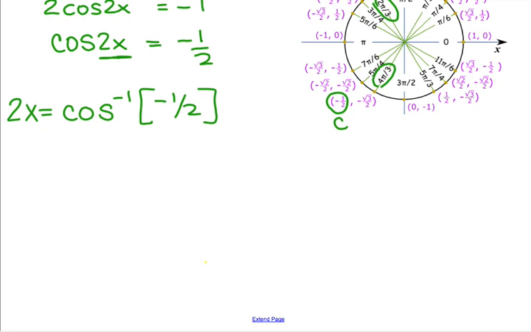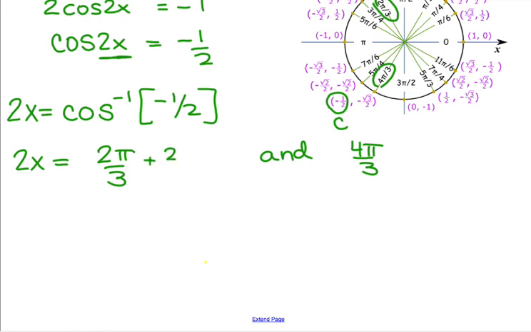All right, so we say 2x equals 2 pi over 3 and 4 pi over 3. Now if you remember your revolution length, one revolution for the cosine and sine functions is 2 pi. So now I'm going to just go ahead and add 2 pi n here, that goes around forever, plus 2 pi n there.